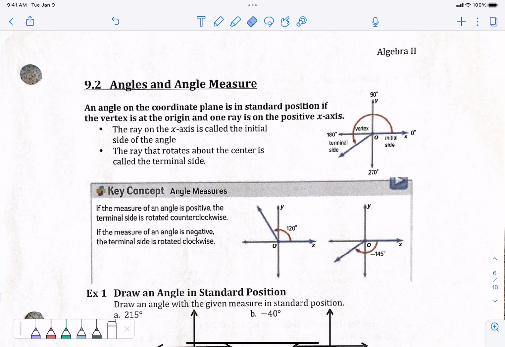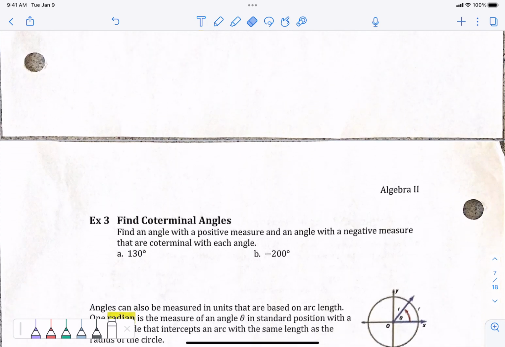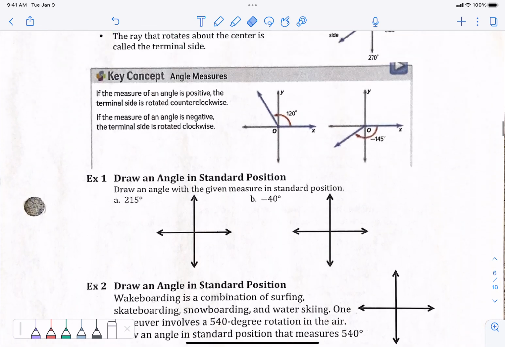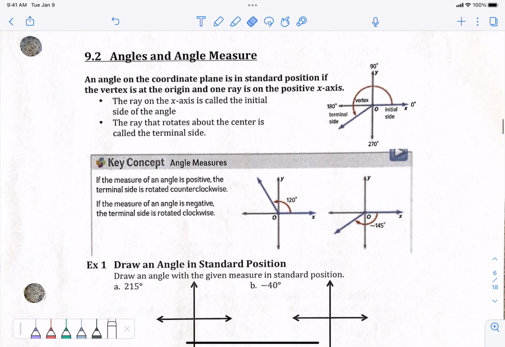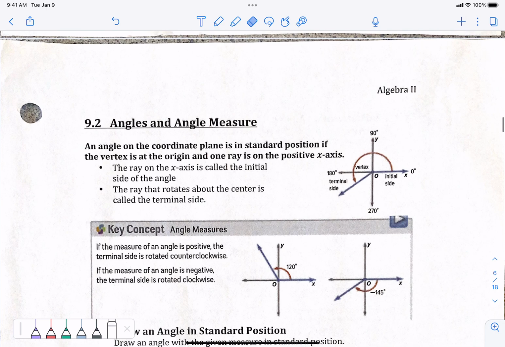This is section 9-2. This is only the first half. We're going to only go up to example 3, which is the top of the second page. But here's how this works. We're doing angles and angle measure. So give me your full and undivided attention for the next 10, 15 minutes, and we'll be done.